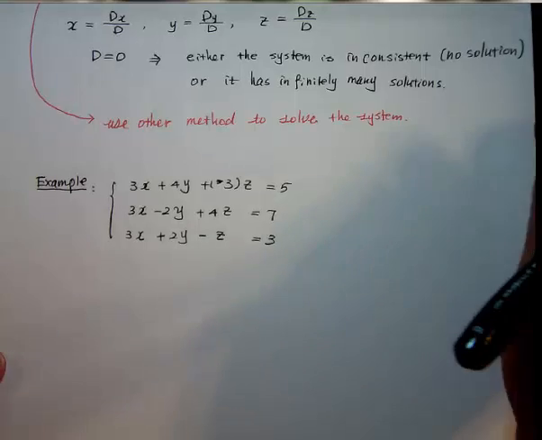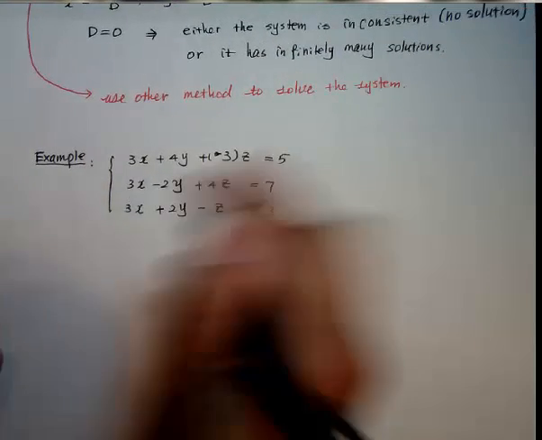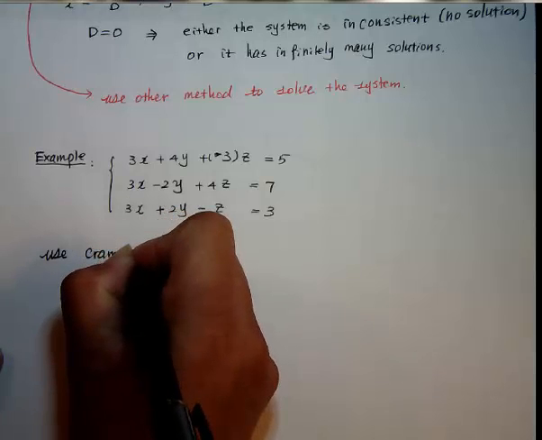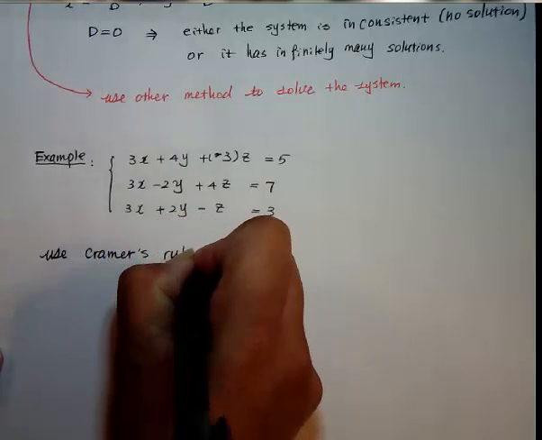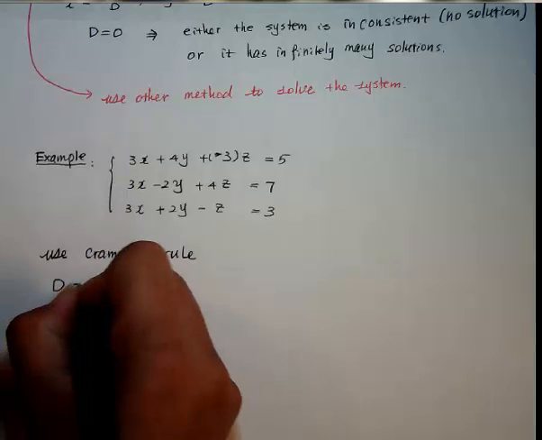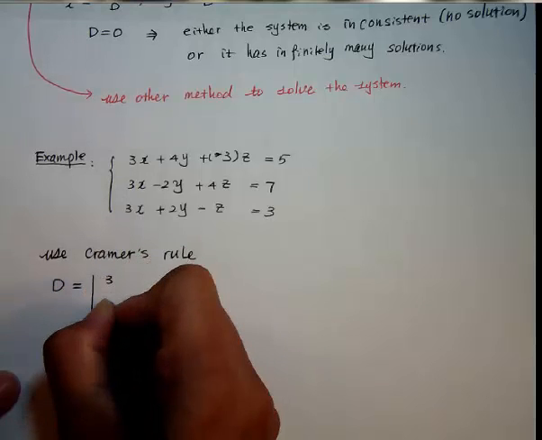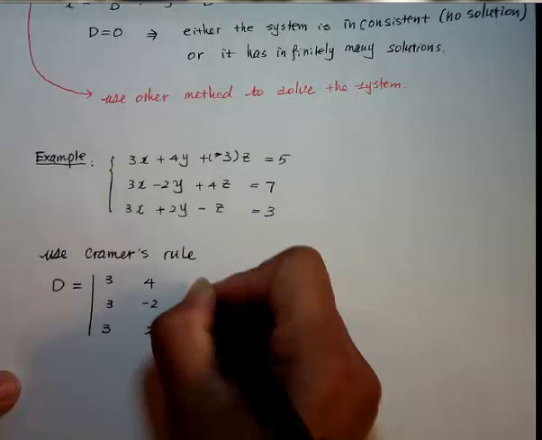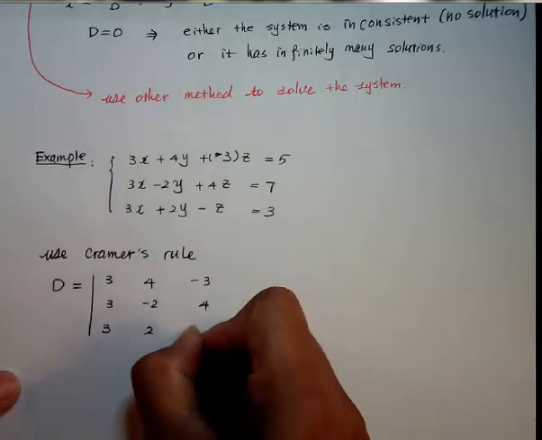So to solve this, if I use Cramer's rule, then I need to find Dx, Dy, Dz, and D. Let's take a look at what D is. D is the coefficient determinant: 3, 3, 3, 4, negative 2, 2, negative 3, 4, negative 1.